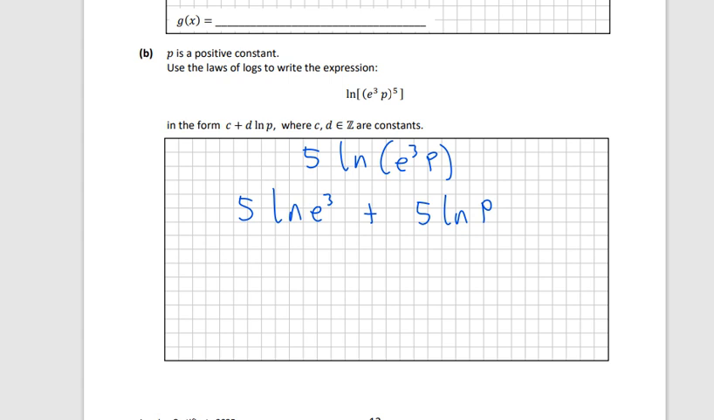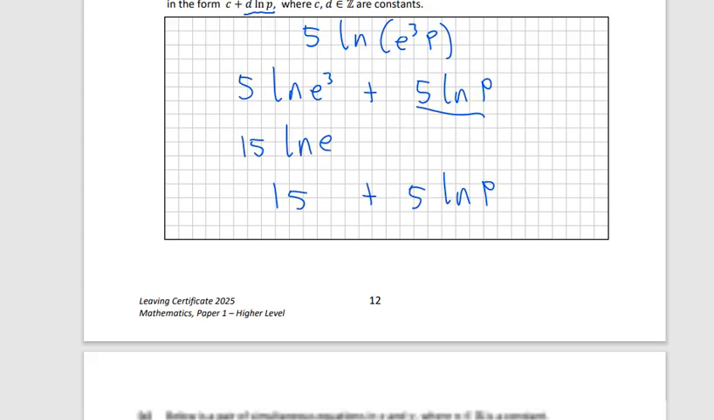And then we're nearly done. So the second part is okay now. The d is going to be 5. So the second part looks normal. The first part, you can put all of that into the calculator. 5 ln e to the power of 3. Actually, you won't even need to. You can use the power rule again. You can put the 3 down in front. And when the 3 becomes multiplied by 5, it becomes 15 ln e. Now, ln e is just 1. Therefore, it's just going to be 15 plus 5 ln p. And that's it.